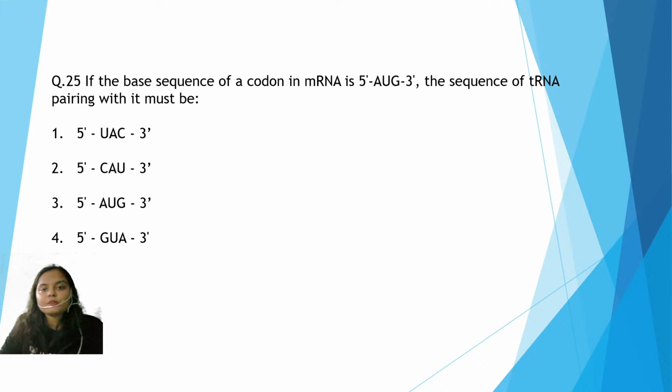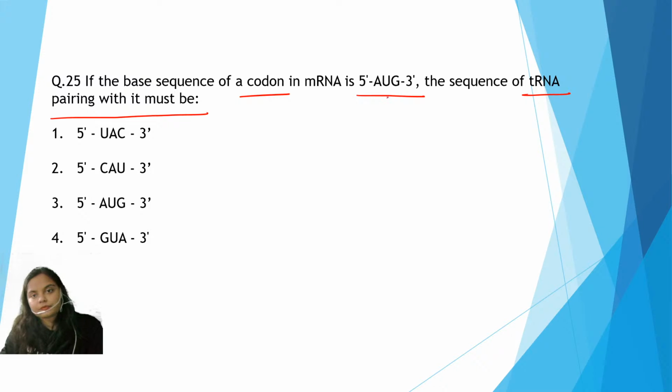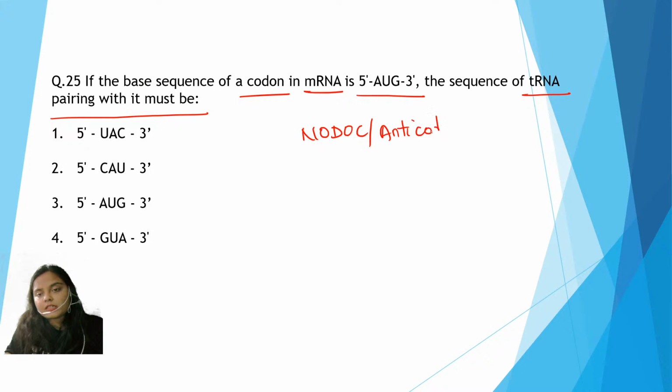Now, question number 25. If the base sequence of a codon in mRNA is 5' to 3' AUG, the sequence of tRNA pairing with it must be. We know that the codon is present in mRNA and the anticodon is present in the tRNA, right? That means its complementary sequence becomes what?